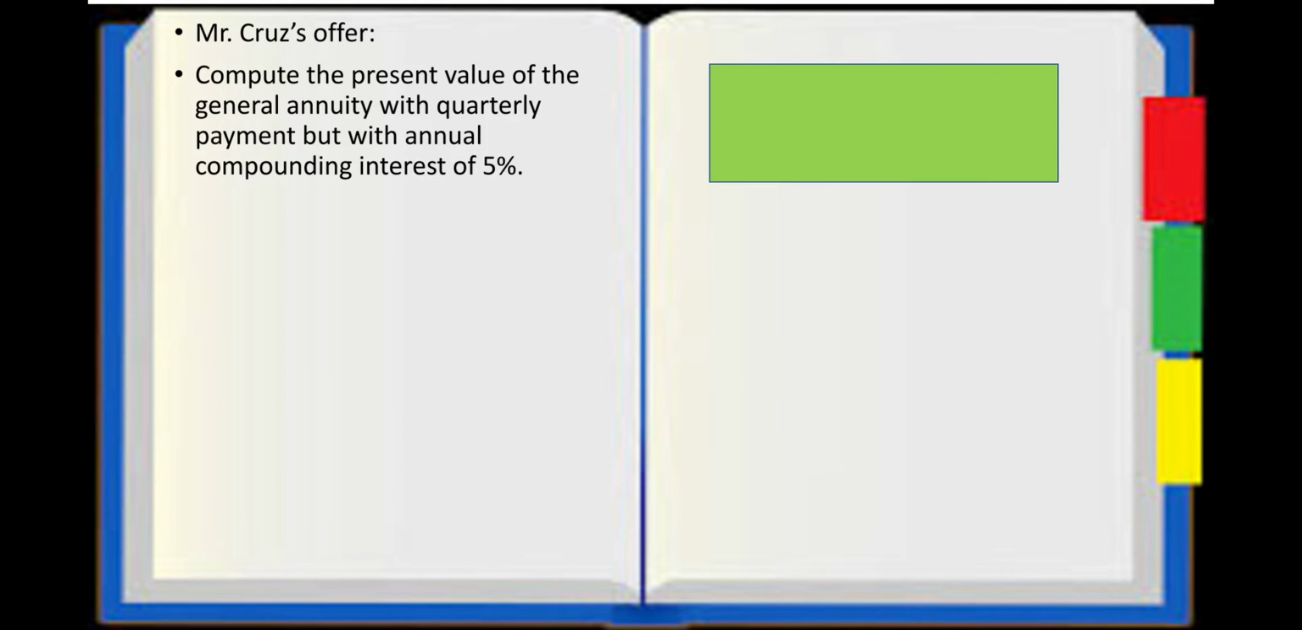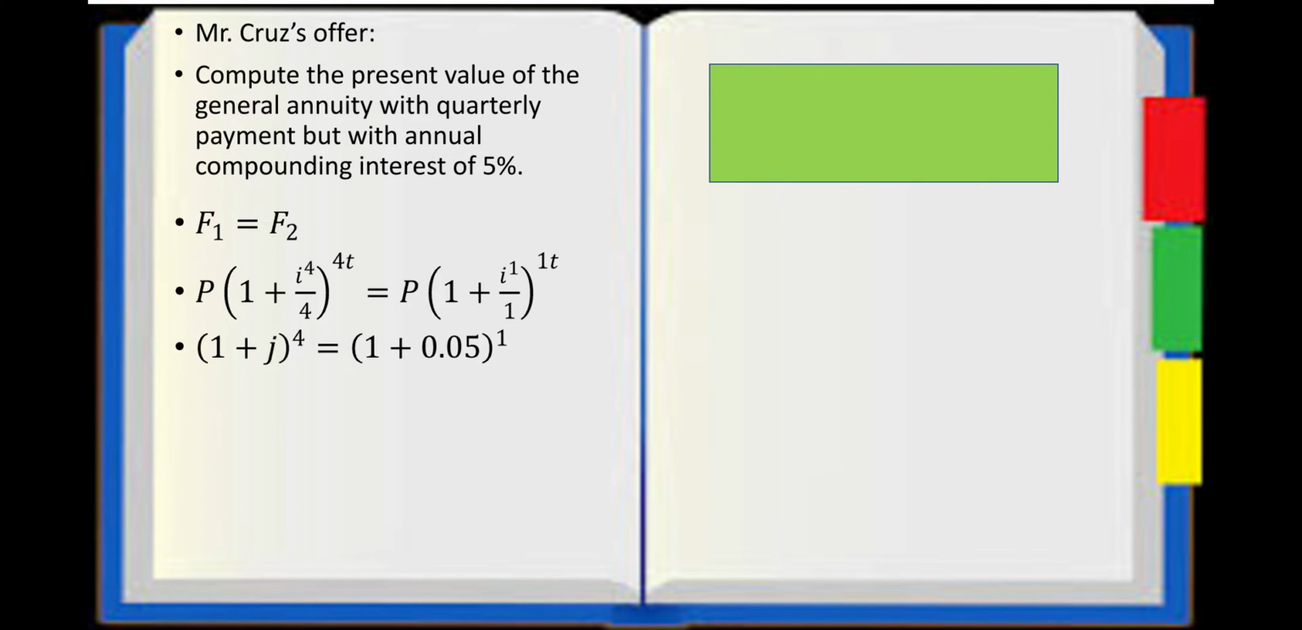Ocampo's offer. While for Mr. Cruz's offer, we're going to compute the present value of the general annuity with quarterly payment but with annual compounding interest of 5%. That is converting quarterly into annual. So we have quarterly, so that is raised to the 4, and for annual is raised to the first power, wherein the given interest rate is 0.05. So divided by 1 is still 0.05.